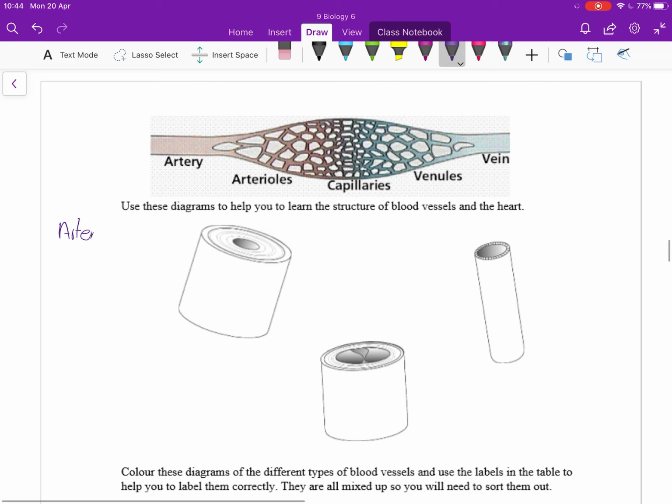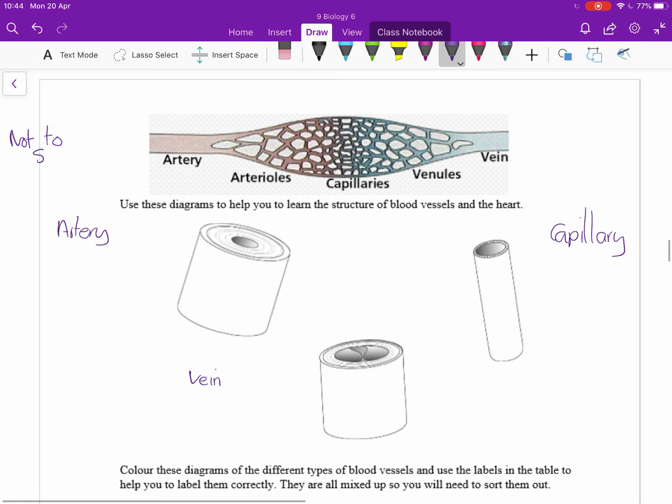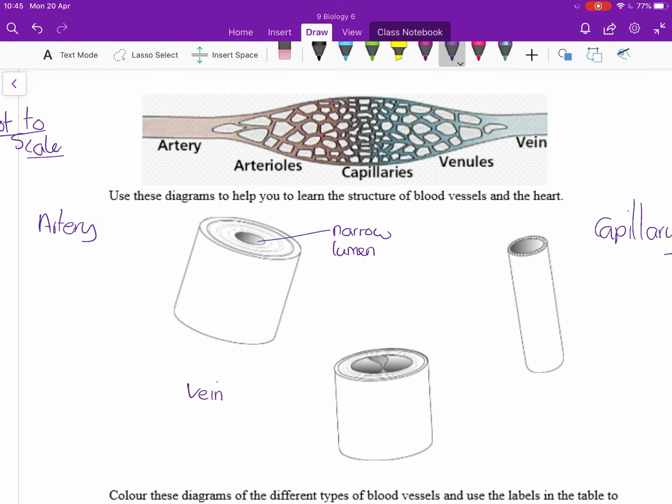Okay, this next page then we can see we've got similar diagrams for all three, just to have a think about in comparison with each other, because a lot of this is comparative, thinking about how they're different to each other. I'm just going to add this note here that they're not to scale. So the capillary on here looks very large. It wouldn't be, it would be much smaller than both of the other two. So I'll just go through this quickly.